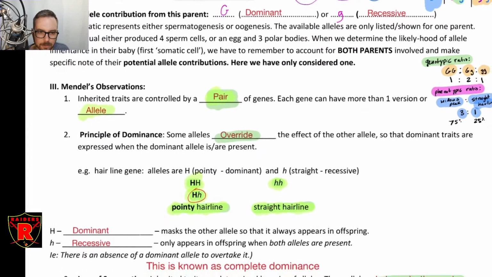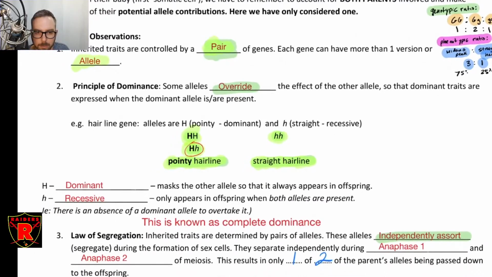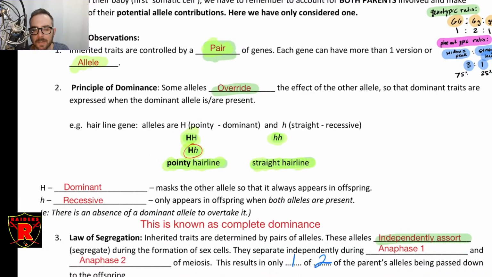The second of Mendel's observations is the principle of dominance. And that is that some alleles, some versions of genes, are going to override the other allele. So if you have the dominant allele, you only ever show the dominant. And if you have the recessive, it will show, but only if you just have recessive alleles. We've kind of already talked about that idea.